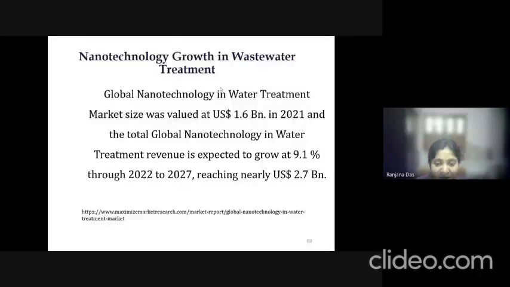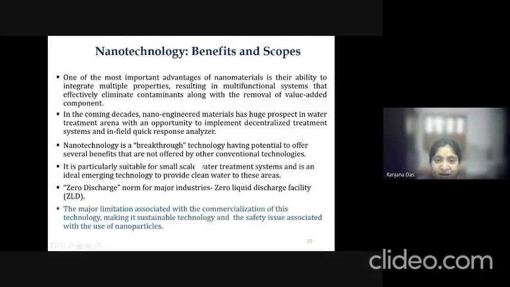And this is the growth market, obviously, for nanotechnology, how fast this market is growing. This is the statistical report over there. I just got this report from this source. And now the advantages and scopes we have discussed a lot.